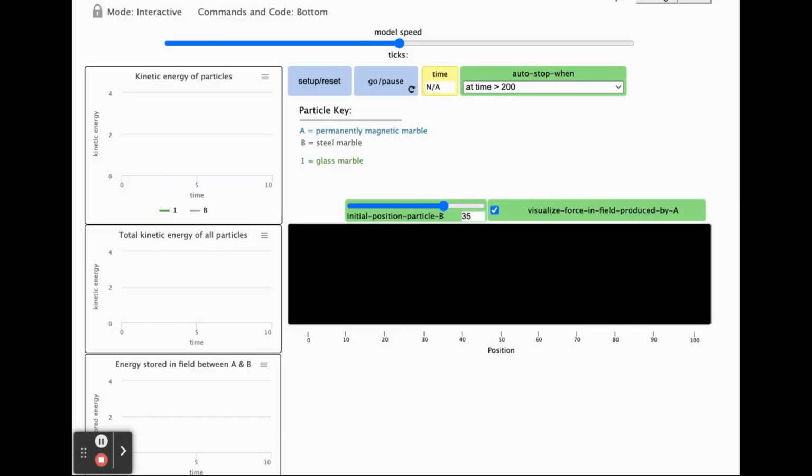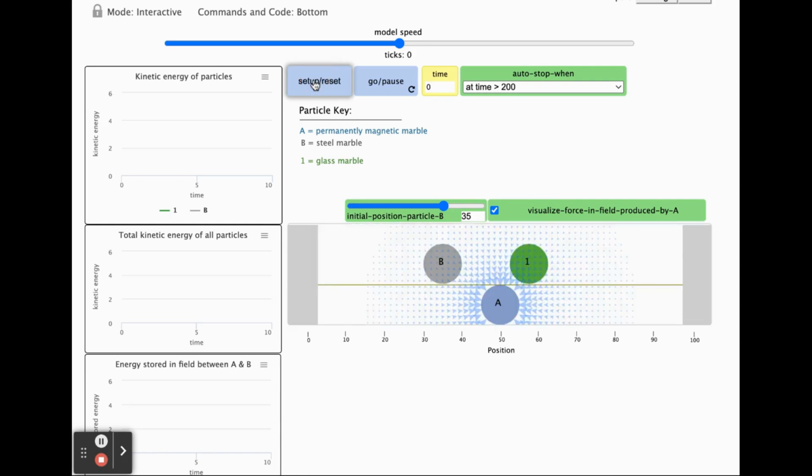This simulation is similar to the one you used in a prior lesson. Like the investigation you just did with your marbles and rulers, this simulation will help you explore the force interactions and energy transfers involved in forming bonds instead of breaking bonds. As with the last simulation, you need to initialize the model before running it by pressing the Setup Reset button.